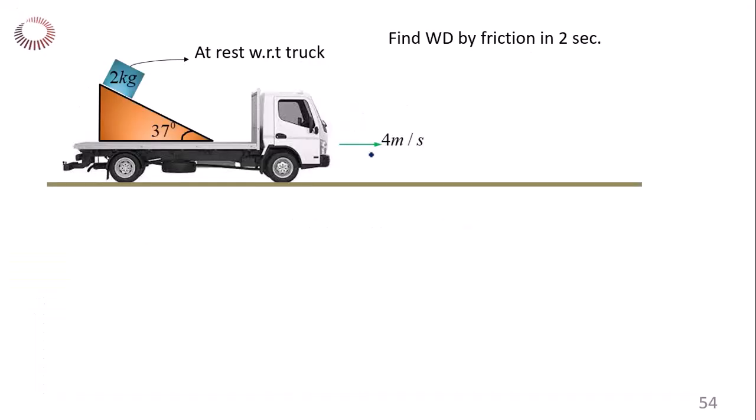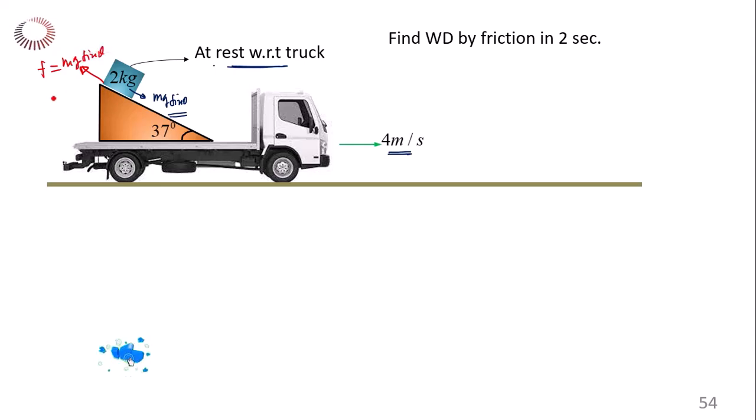Let us say there is a car which is moving with a velocity of 4 meter per second, and a 2 kg block is at rest on it. Block is at rest means here in this direction the mg sin theta component is there. Since the block is at rest, the friction is acting in this direction, which is nothing but mg sin theta. These are balancing each other.